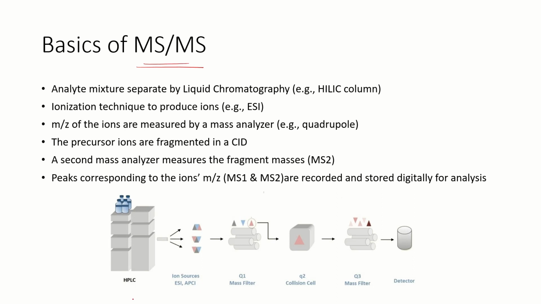Now this is a pictorial representation of tandem MS where first of all you have the liquid chromatography, which separates your analyte mixture. Here you can use different types of chromatographic columns such as HILIC or RP, or there are different columns from different vendors that you can use to do the separation.